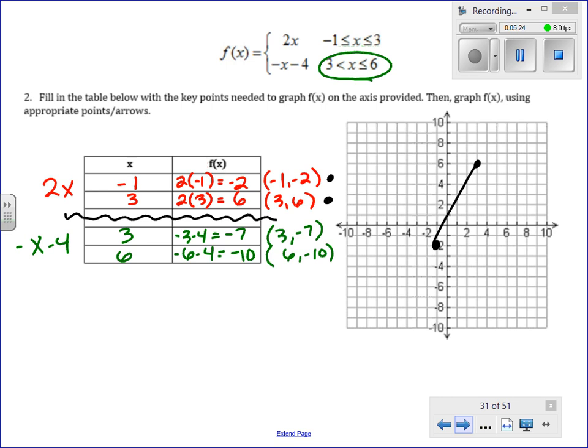So again, we have to find what type of points we have. If we look up here in our domain, the 3 is associated with just a less than symbol. So that's going to be an open circle. The 6 has an equal to on it, so that is going to be a closed circle. So when we graph these, if we go 3, -7, we put an open circle there. 6, -10 will be a closed circle. And we can connect those dots. And that's graphing a piecewise function.